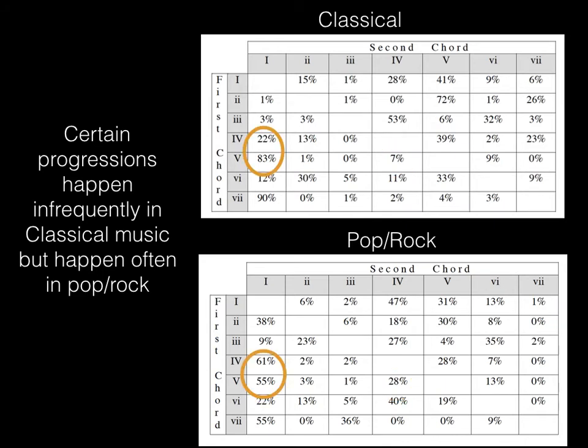We've got a really different relationship between 4 and 1 and 5 and 1 in classical. So 4 goes to 1 22% of the time, and then 5, a whopping 83% of the time, goes to 1. If we look down at pop rock, 4 goes to 1 more than 5 goes to 1. 4 goes to 1 61% of the time. So this is a flipped relationship between 4 and 5 and 1.